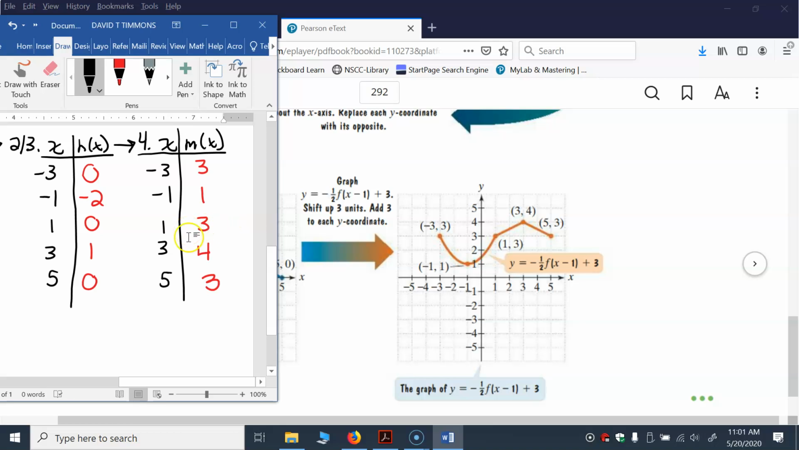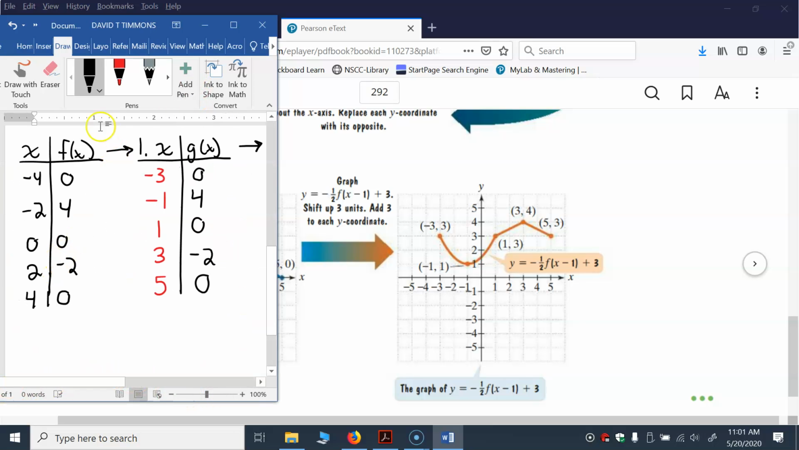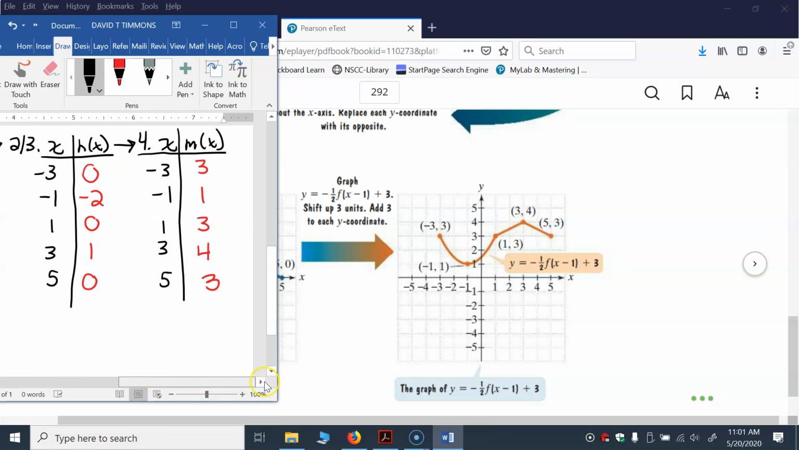So this is an important example, particularly when you're not working with one of our common functions, right? You have to get your 5 starting coordinate points from some other function or a graph, and then work through the manipulations to get to the final answer.